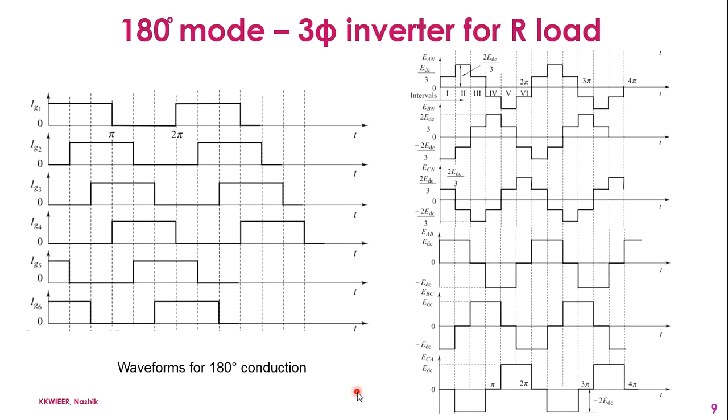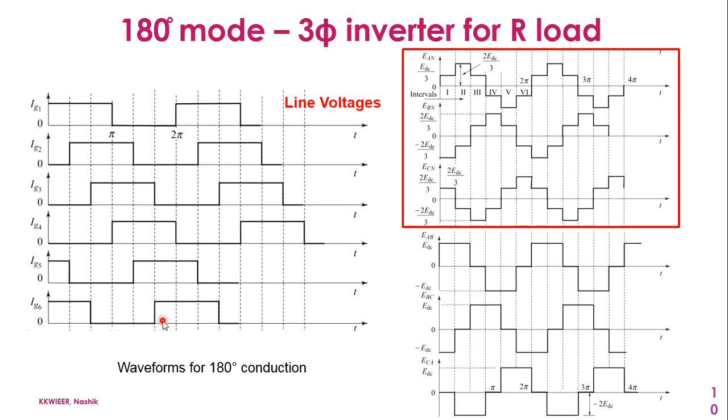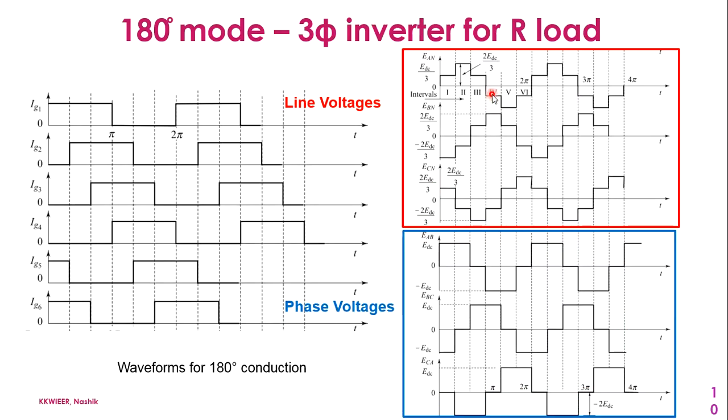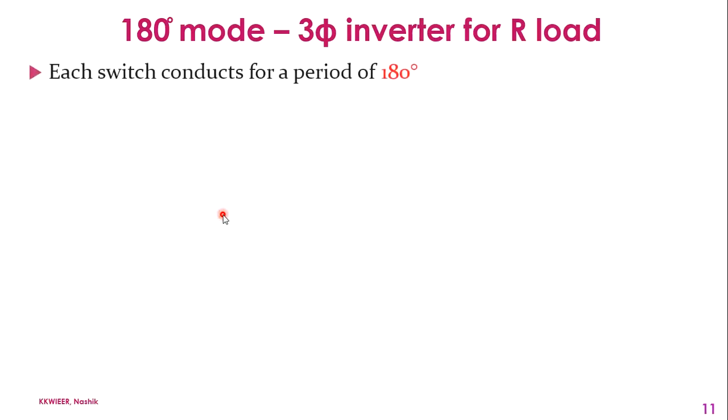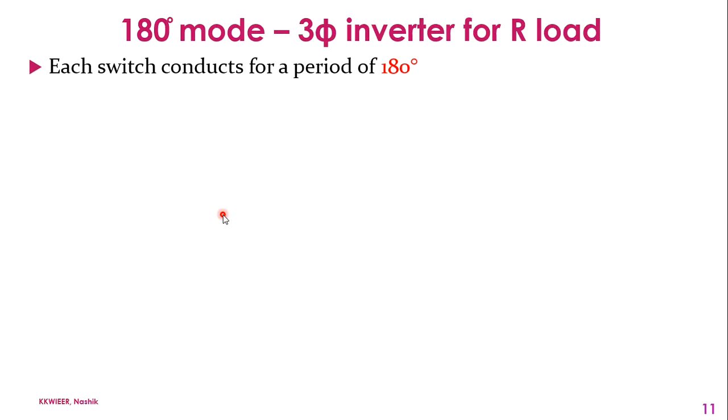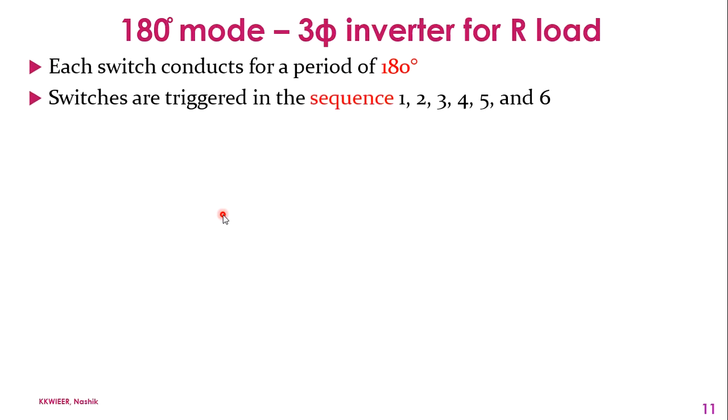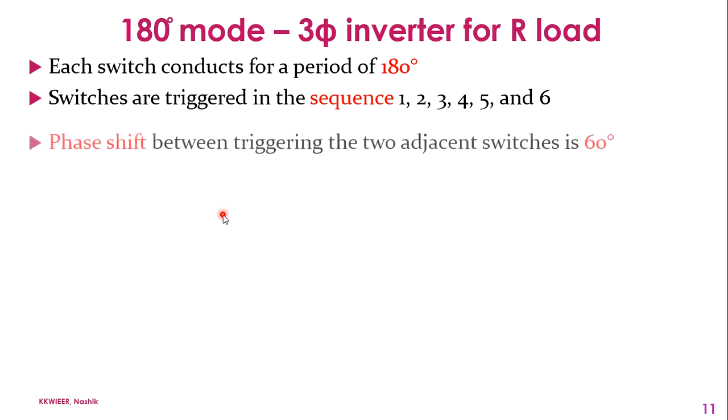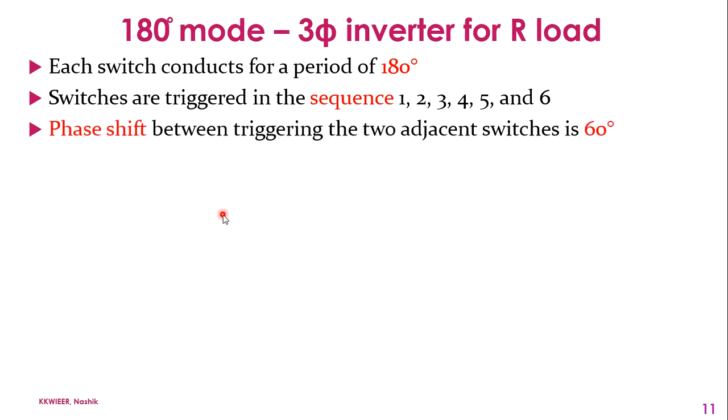And these are the waveforms for 180 degree conduction. These are the line to neutral voltages EAN, EBN and ECN, whereas these are the line voltages EAB, EBC and ECA. These are the IG1 to IG6 gating signals represented over here. Each switch conducts for a period of 180 degree. The switches are triggered in the sequence 1, 2, 3, 4, 5, 6. The phase shift between triggering two adjacent switches is 60 degree, as we have seen.